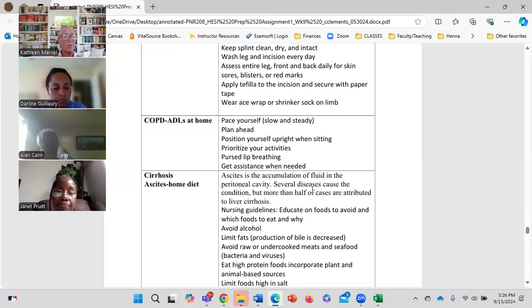COPD. Let's say you're working with a COPD patient in the home and you want to make sure the ADLs are being met. What do you want to talk to the patient about? Are you pacing yourself? Are you planning ahead? Are you positioning yourself upright? Prioritizing your activities? How do they look? What's their color? How are they breathing? Are they using their oxygen if they need it?